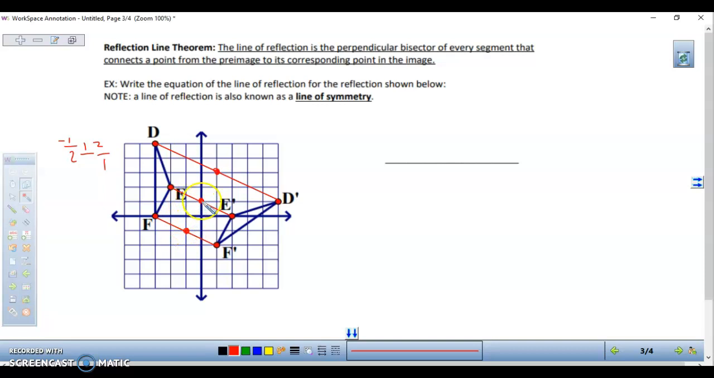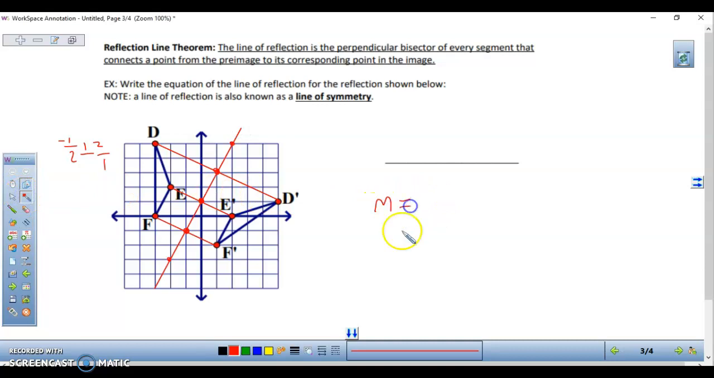Notice that's exactly where the next midpoint is. Up 2 over 1, that's where the next midpoint is. So all I got to do is follow that rule, and now I can draw my line of reflection. And there it is.